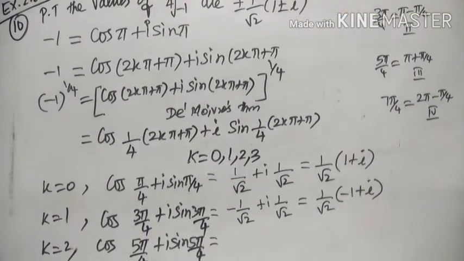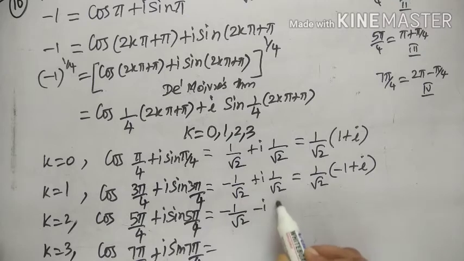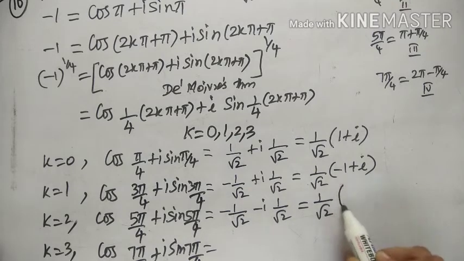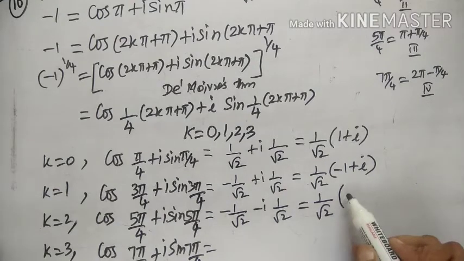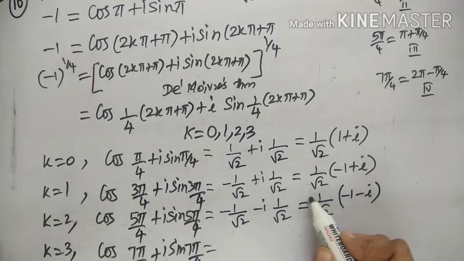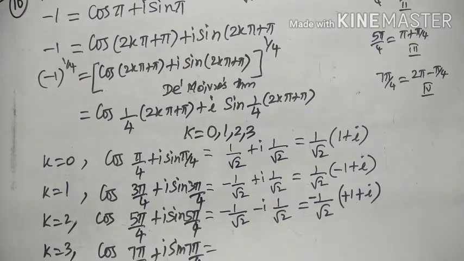The third part of the question, 5 pi by 4. Where are we now? In the third quadrant. In the third quadrant, both are negative. Cos is negative, sin is also negative. So, minus 1 by root 2 minus i into 1 by root 2. Taking 1 by root 2 common, it is minus 1 minus i. Or, if I take the minus sign outside, it is plus 1 plus i.